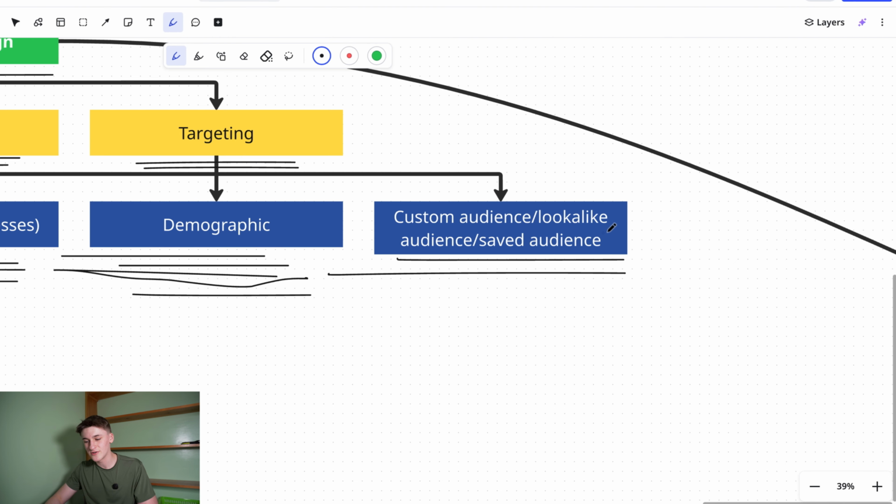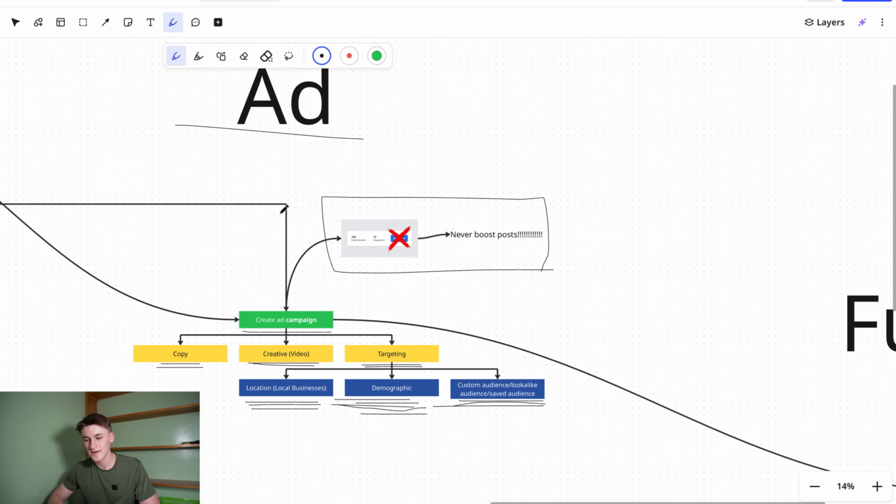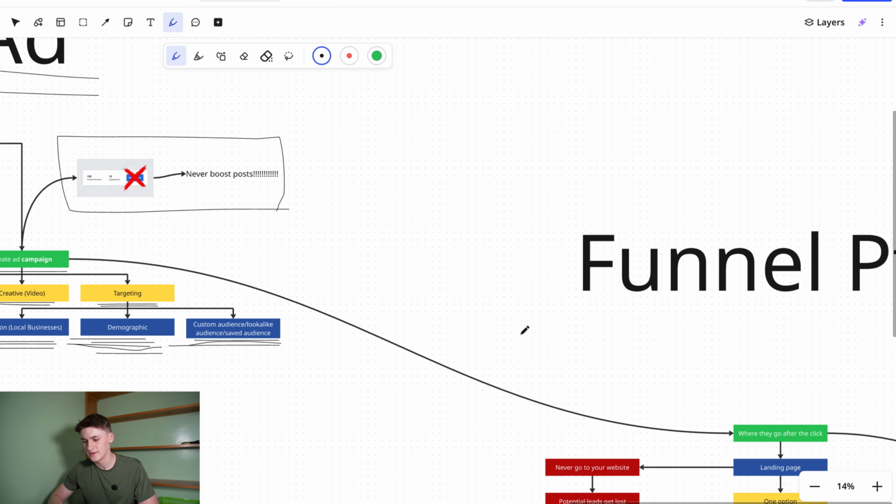But basically, they are just people that already have shown an interest, or they're people that are similar to people that have shown interest in your website before, such as clicking through, becoming a lead, or buying a product, and it will match people that have those characteristics to other people that are more likely to buy from you. That's kind of the idea there. It's a bit more complicated, and I can show you how to set them up. Once again, just let me know if you want me to make a video on that. But that's everything about running the ad.